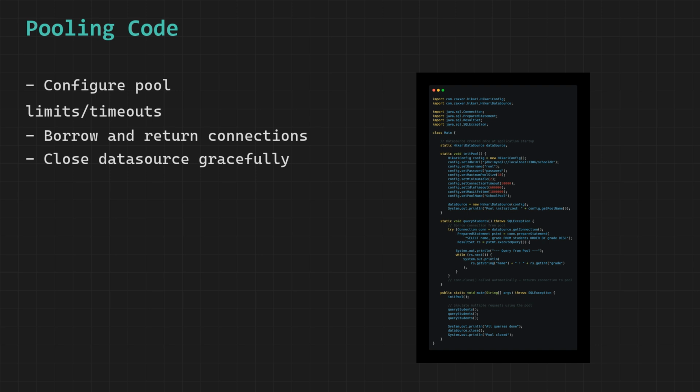In main, initPool is called once at startup to create the pool. Then queryStudents is called 3 times, simulating 3 separate requests. Each call borrows a connection from the pool, uses it, and returns it. Because the same connections are reused, there is no overhead of creating new connections each time. Finally, dataSource.close() shuts down the entire pool and closes all connections cleanly.